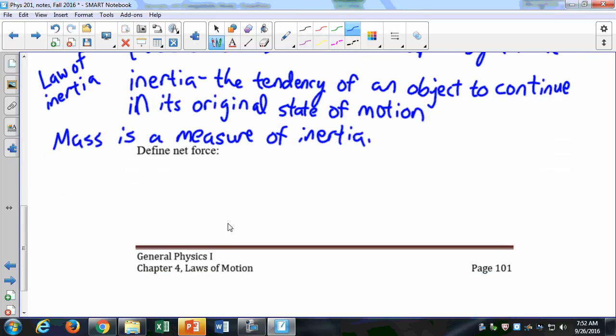Let's also define a net force. A net force is just the vector sum of all the forces.